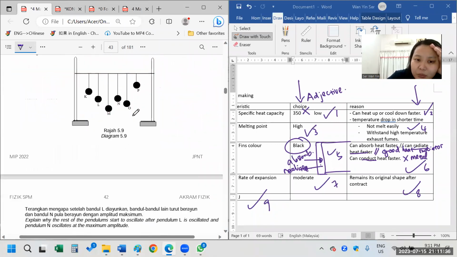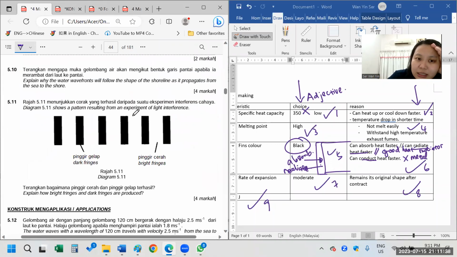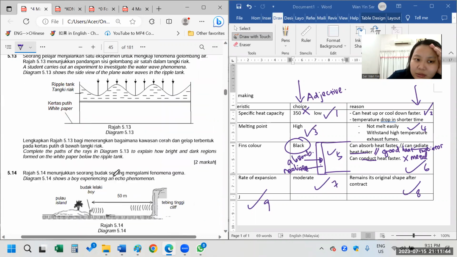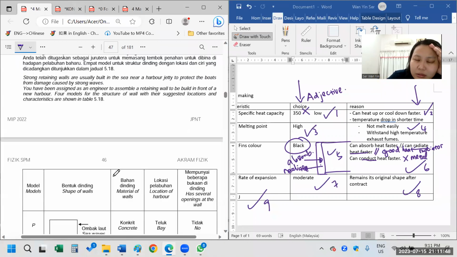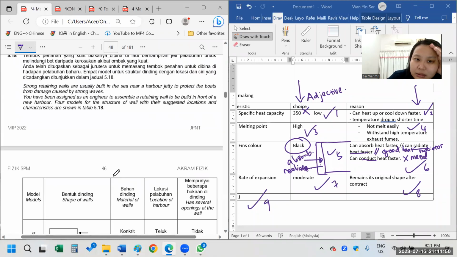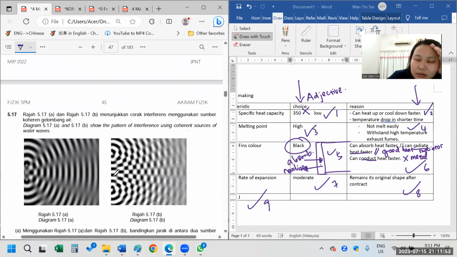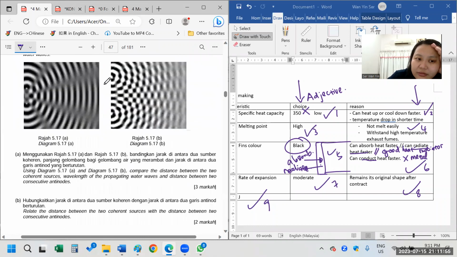Okay, so now the wave here. This is light interference. Okay, so you will try. But I will look at this.